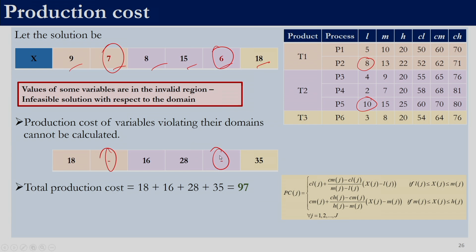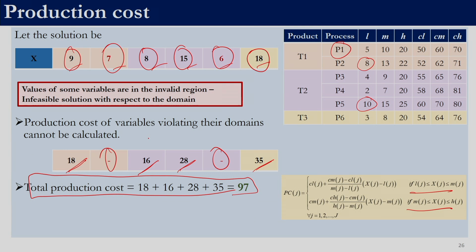For the rest of the 4 variables we have already discussed how to calculate the production cost. It is based on where it lies. One of these equations has to be used with the respective L, M, H and CL, CM, CH to calculate the production cost. The production cost for producing 9 units from process 1 turns out to be 18. For process 3 to produce 8 units it turns out to be 16, for process 4 it is 28, and for process 6 it is 35. So the total production cost is 97, but the solution will have a penalty for violating the domain constraint.